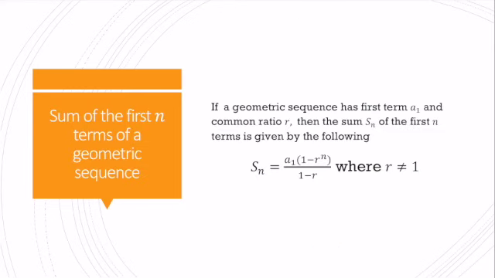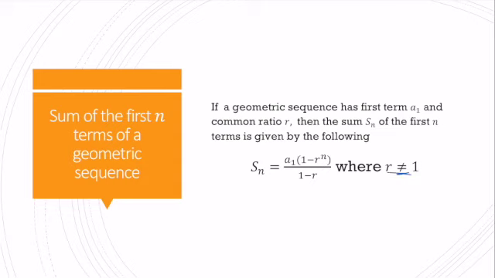So if a geometric sequence has the first term a sub 1 and the common ratio r, then the sum of the first n terms is given by the following. S sub n equals a sub 1 times (1 minus r to the n) over 1 minus r, where r doesn't equal 1.